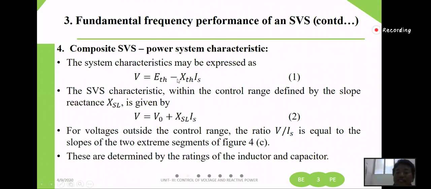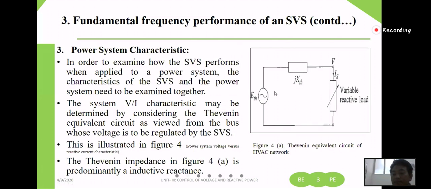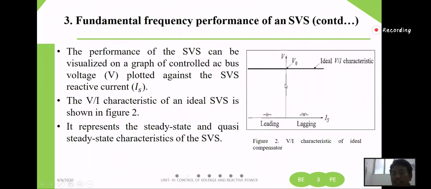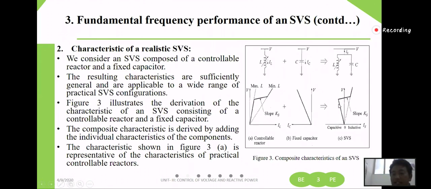Terminal voltage will be equal to ETH minus XTH times IS, because the reactance or impedance is XTH. Then this is a power system characteristic, and the SVS characteristic within the control range can be defined by the slope reactance XL. So actually, this is the SVS characteristic. Here you have seen the SVS ideal case, and another one is the SVS characteristic.